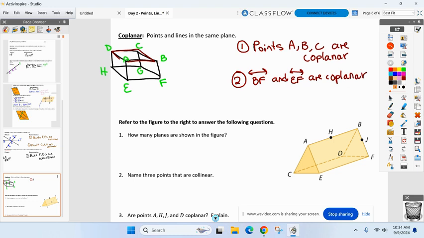Multiple answers to any of it. You take one plane, give me 3 points, they're coplanar. Take one plane, give me 2 lines, they're coplanar. All right? Questions about that?